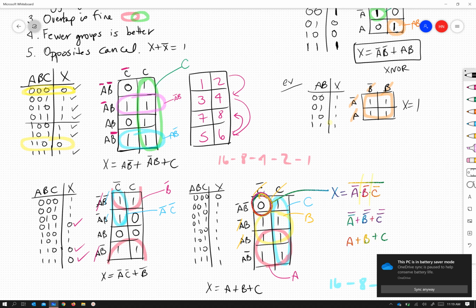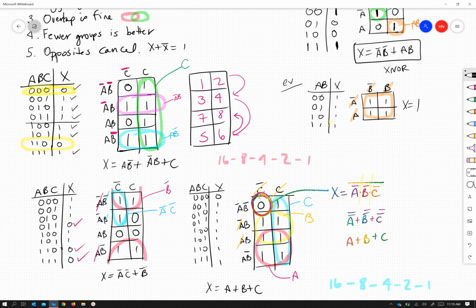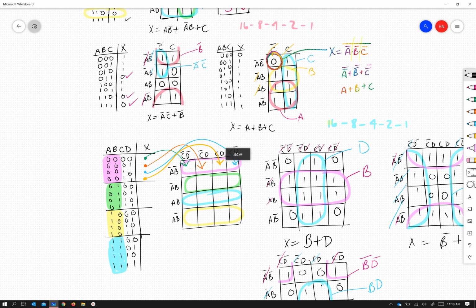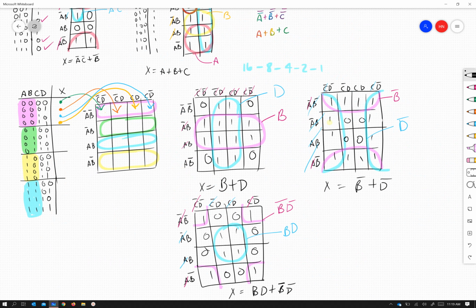So let me plug in my battery. There you go. So now you have the three variables. You could do it different ways, but we're going to do it vertically, where the A and B on the left and the C on the top. And if you have four variables, you have A and B on the left and C and D on the top.